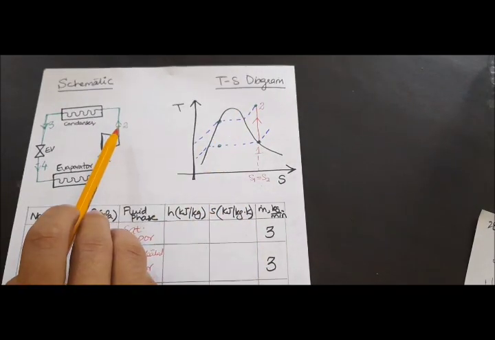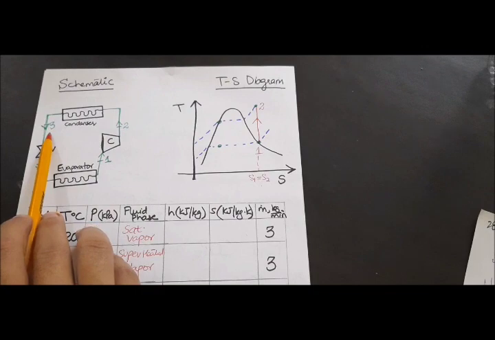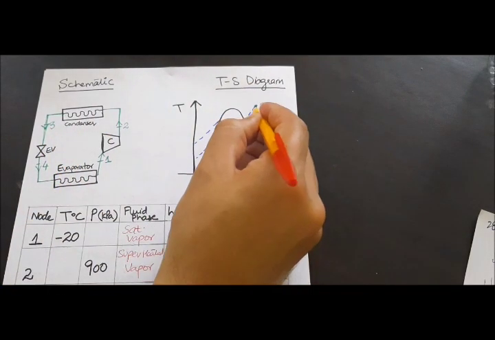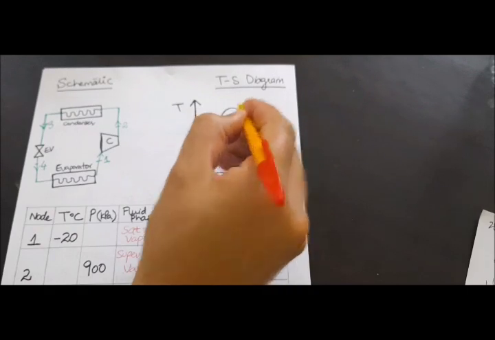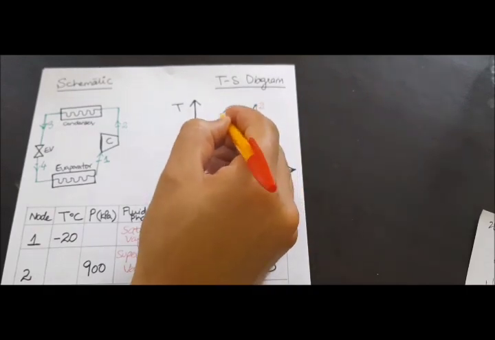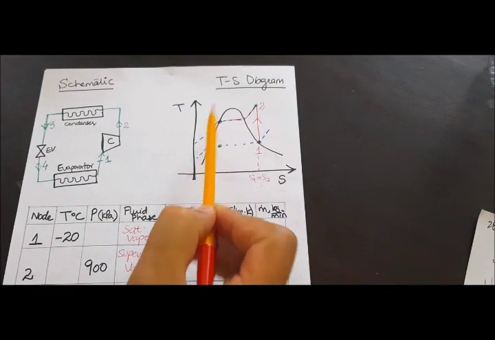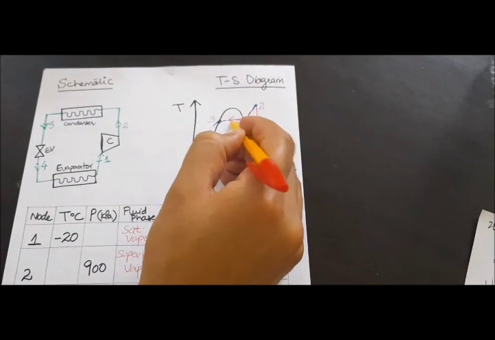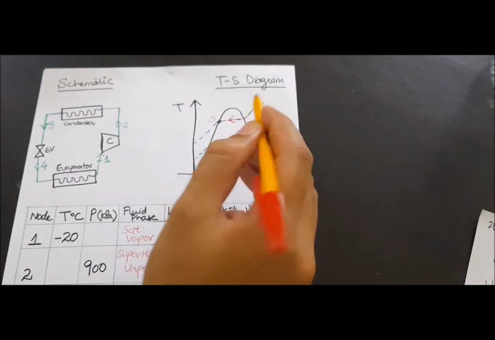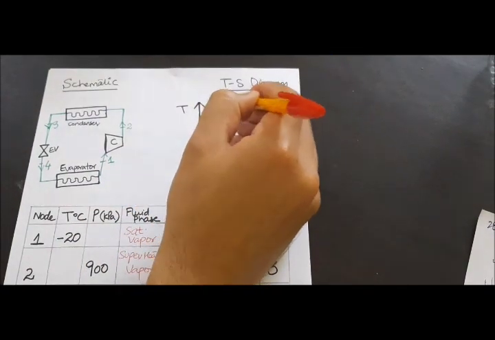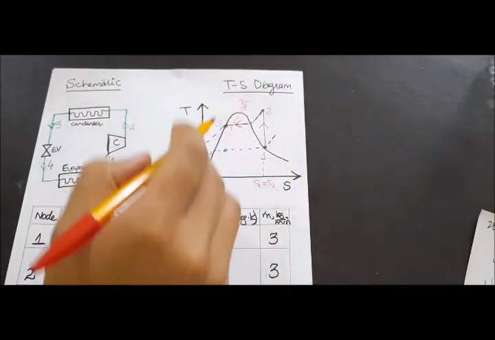Then from 2 to 3 we have the condensation process, in which the superheated vapor is converted into a saturated liquid, and this is 3. So from 2 to 3 the process of condensation takes place, which means that the heat is rejected. QR, heat is rejected.